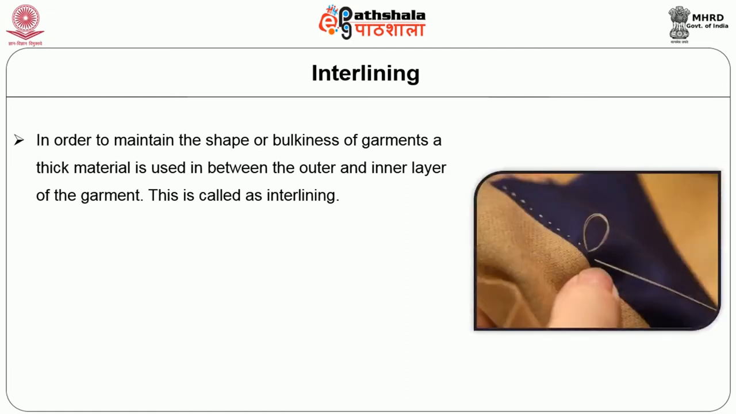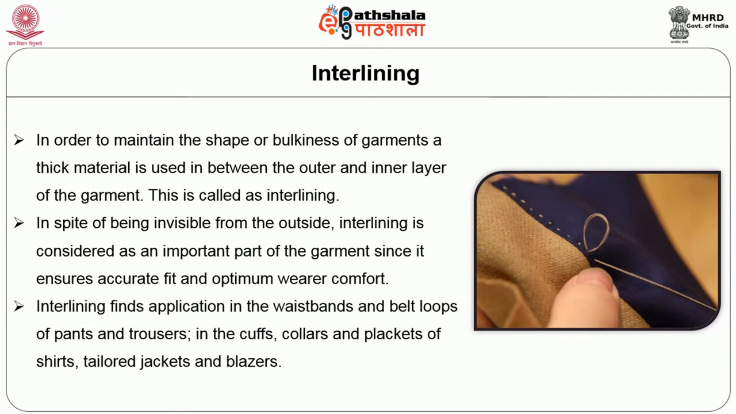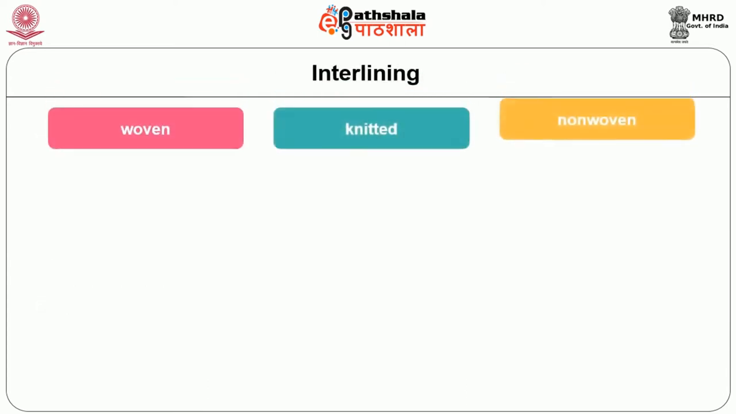In order to maintain the shape or bulkiness of a garment, a thick material is used in between the outer layer and the inner layer of a garment. This is called interlining. In spite of being invisible from outside, interlining is considered as an important part of the garment since it ensures accurate fit and optimum wearer comfort. Interlining finds applications in waistbands and belt loops of pants and trousers, in the cuffs, collars and plackets of shirts, tailored jackets and blazers. Interlining may be woven, knitted or non-woven.